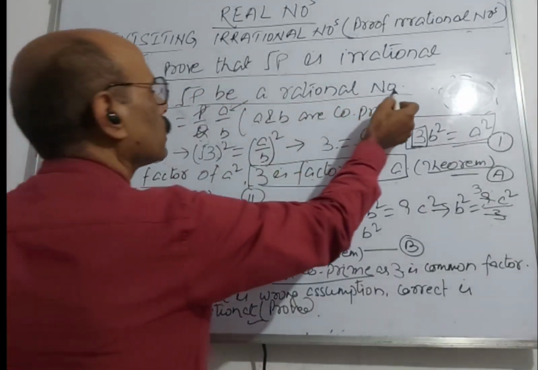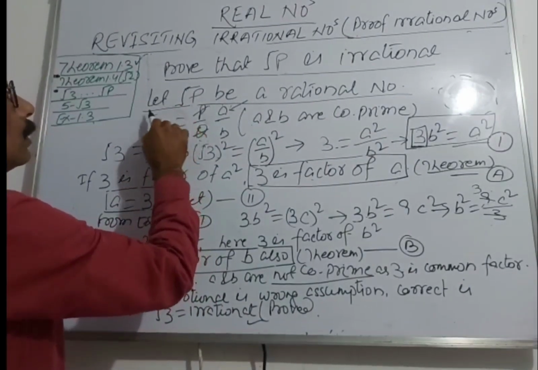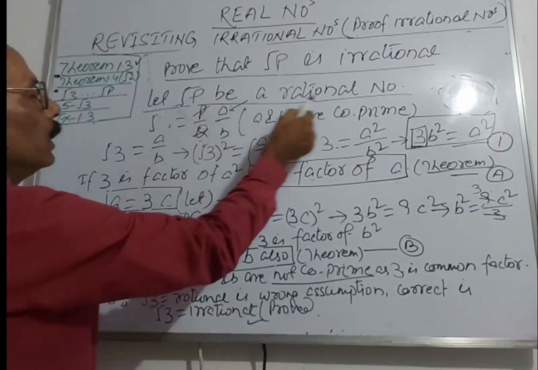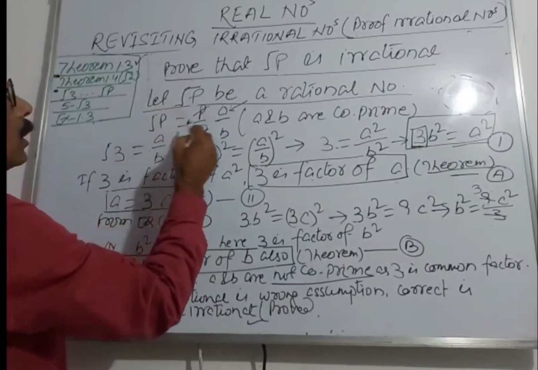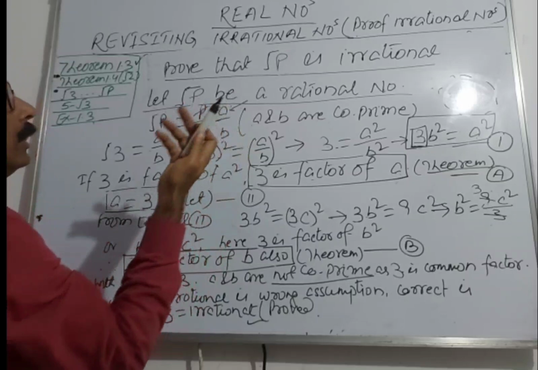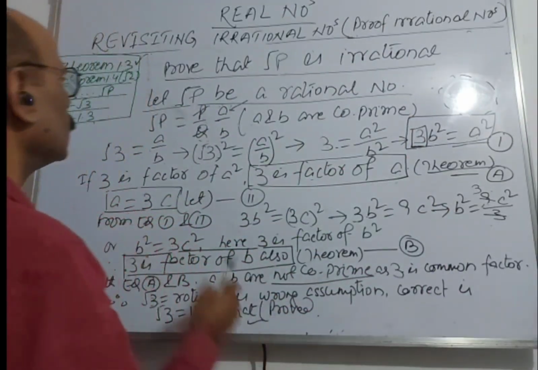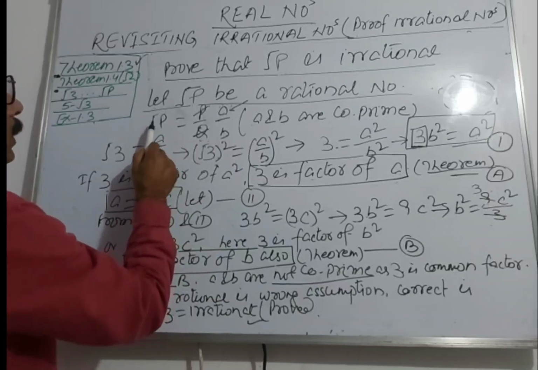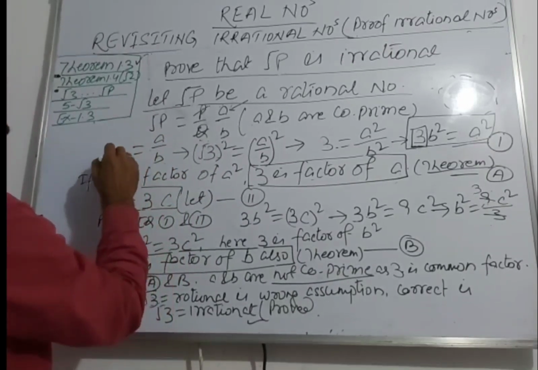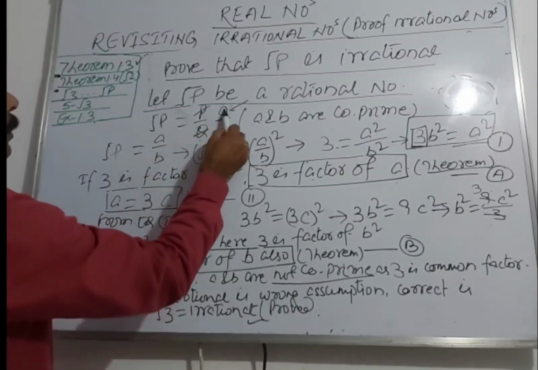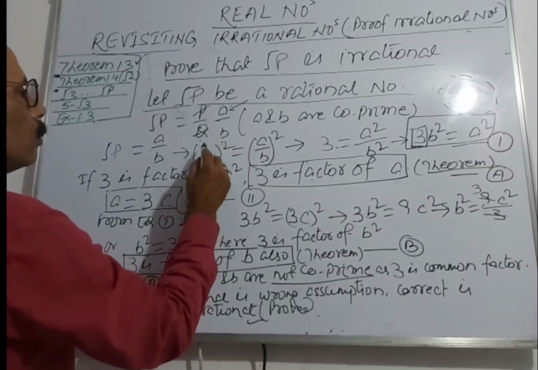Let p be a prime number. Let root p be a rational number. So we write root p is equal to a by b, where a and b are co-prime. Again, same as before, square both sides. So root p is equal to a by b, and then the left side and right side are squared.